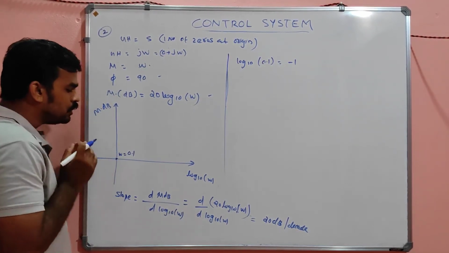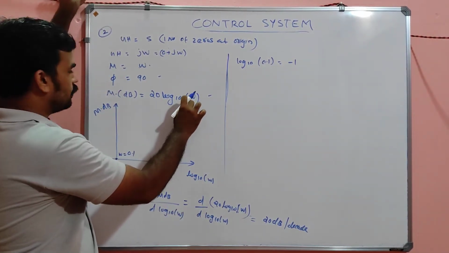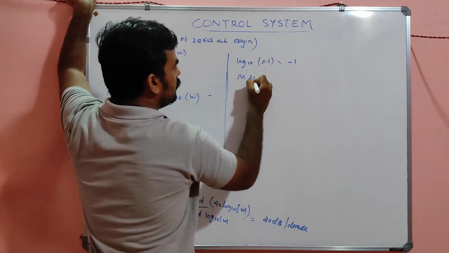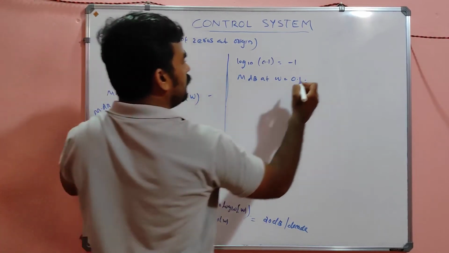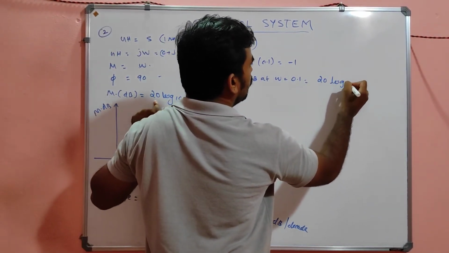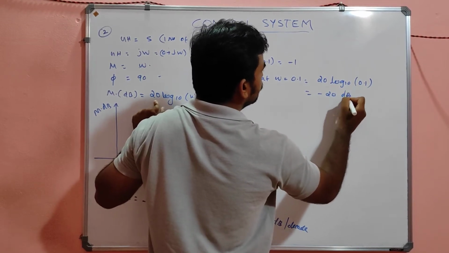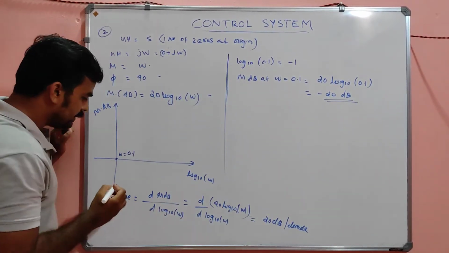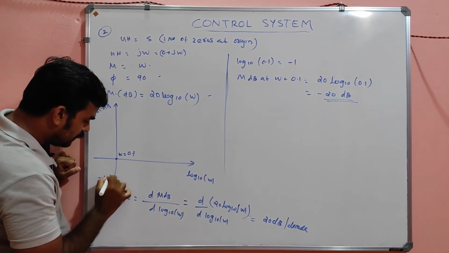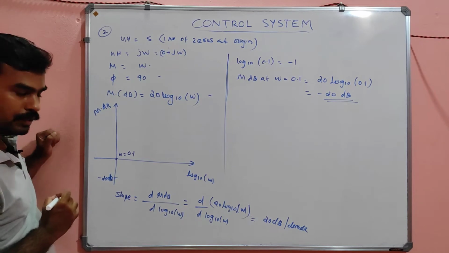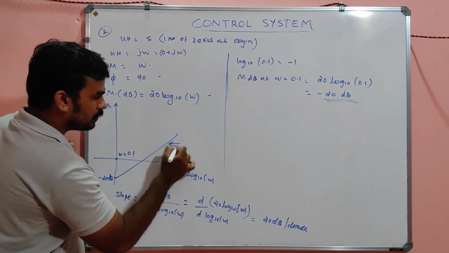Then what is the magnitude at omega equal to 0.1? You have to note. So put omega equal to 0.1 here. So M dB at omega equal to 0.1 is 20 log 10 to the base 0.1. It is nothing but minus 20 dB. So you can take at omega equal to 0.1, my dear, minus 20 dB as the starting point, with the slope of 20 dB per decade.